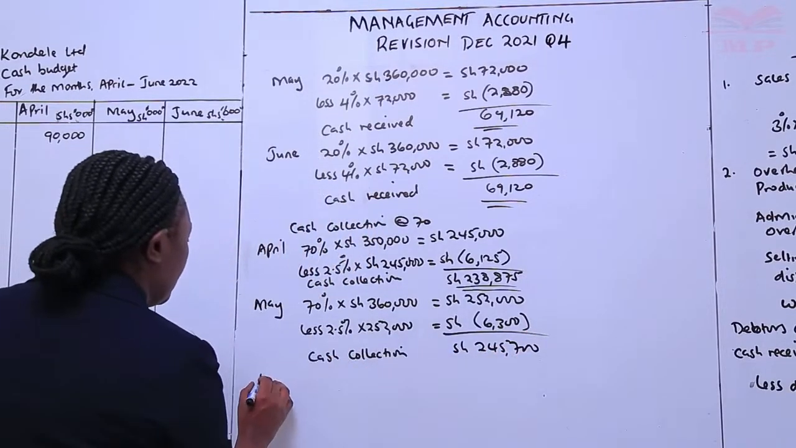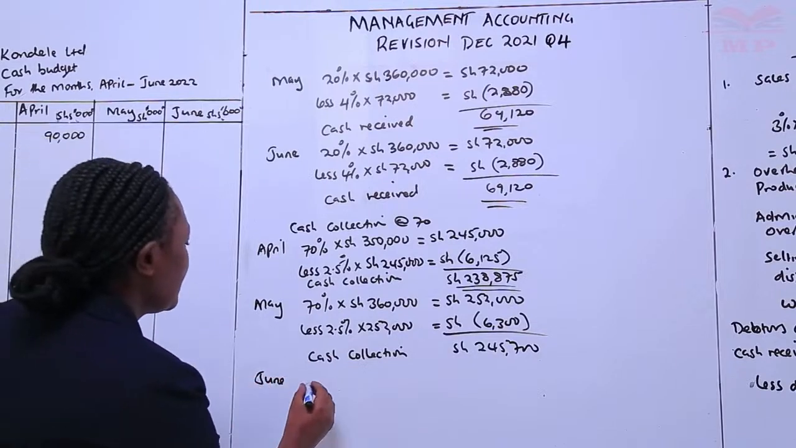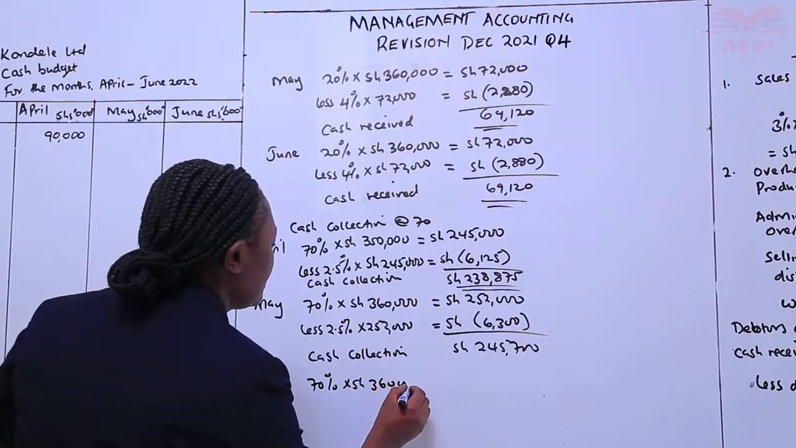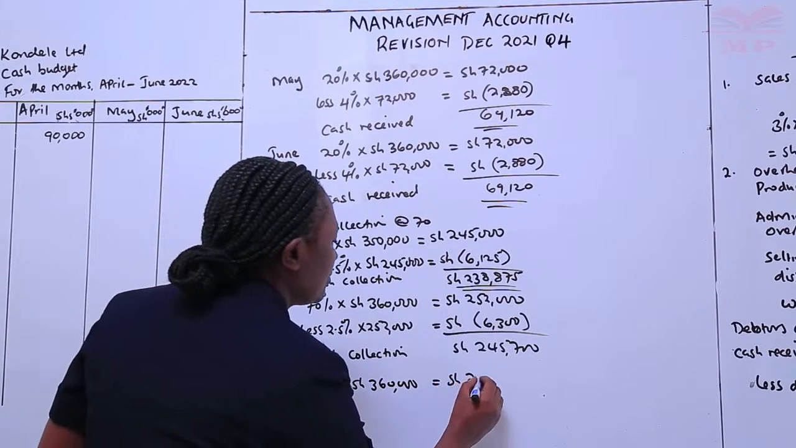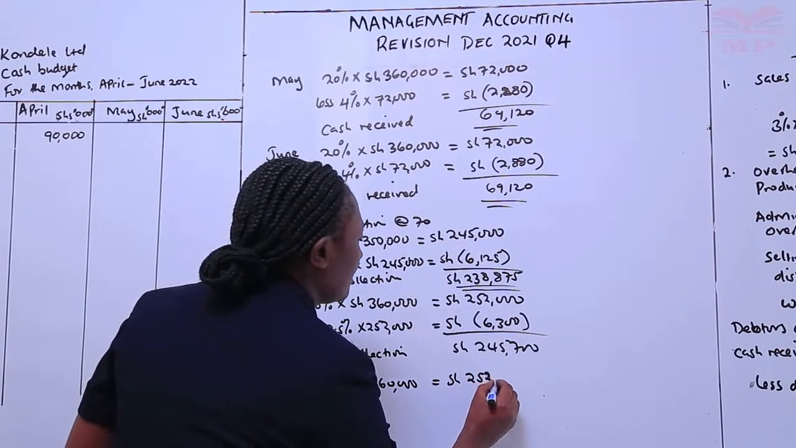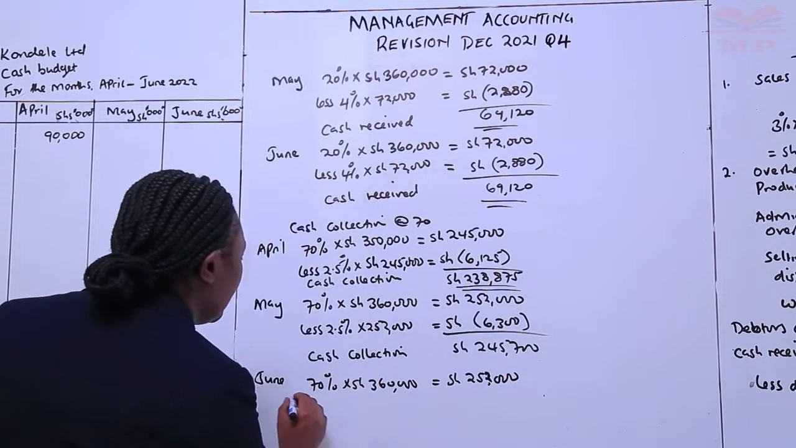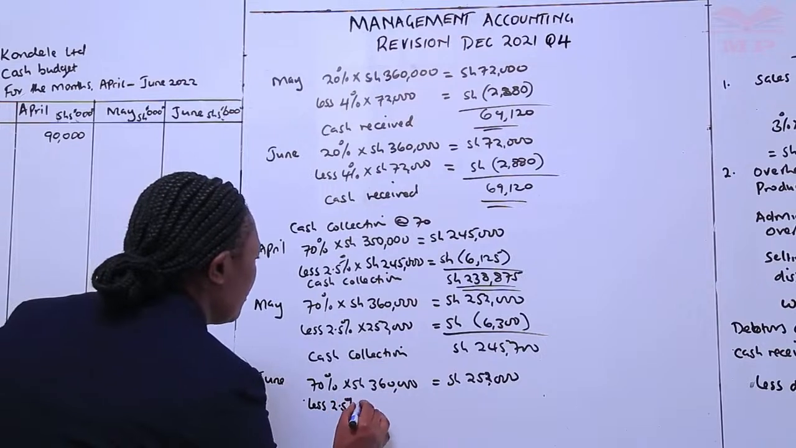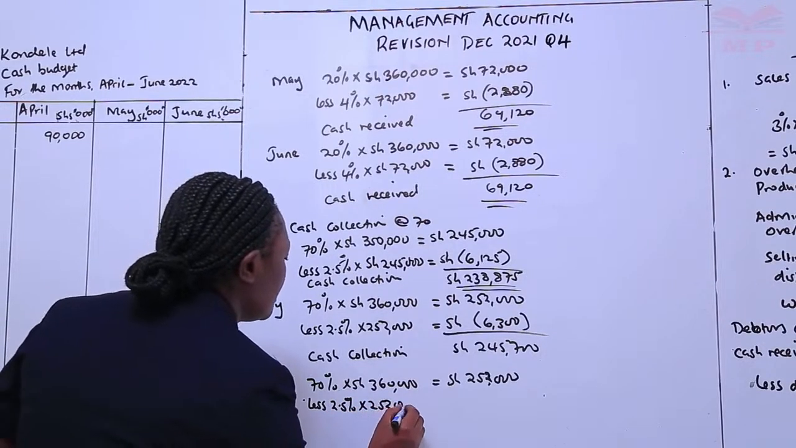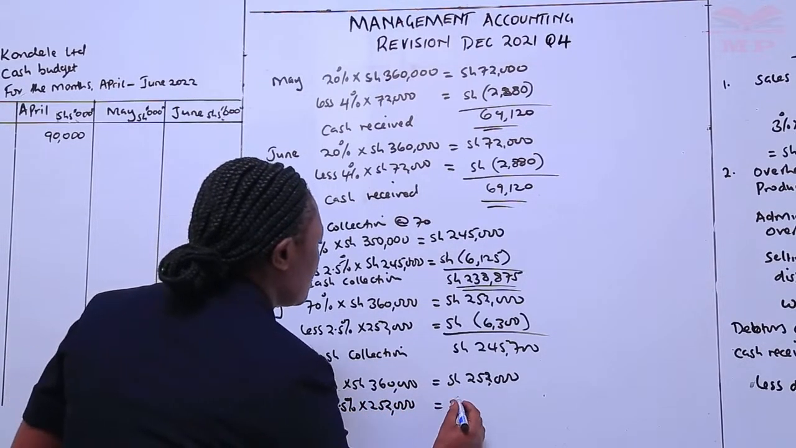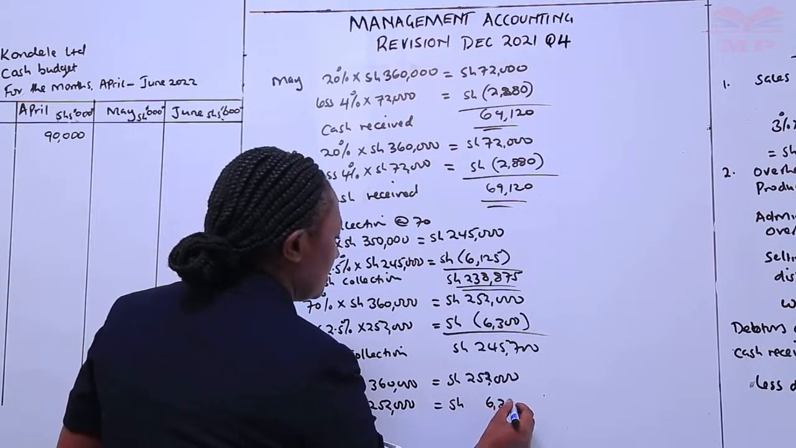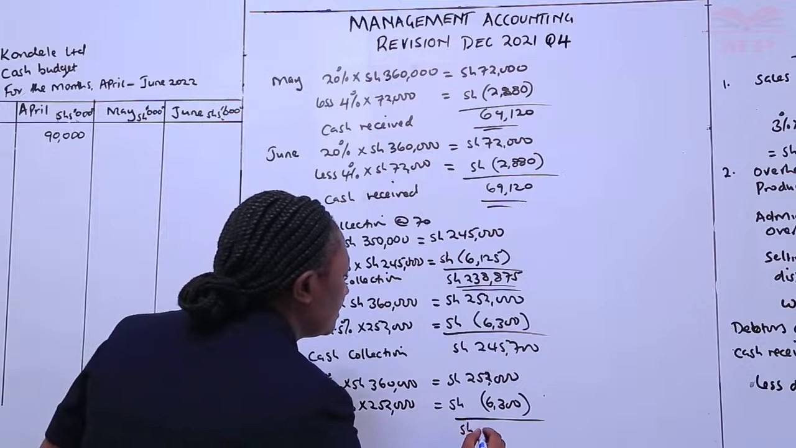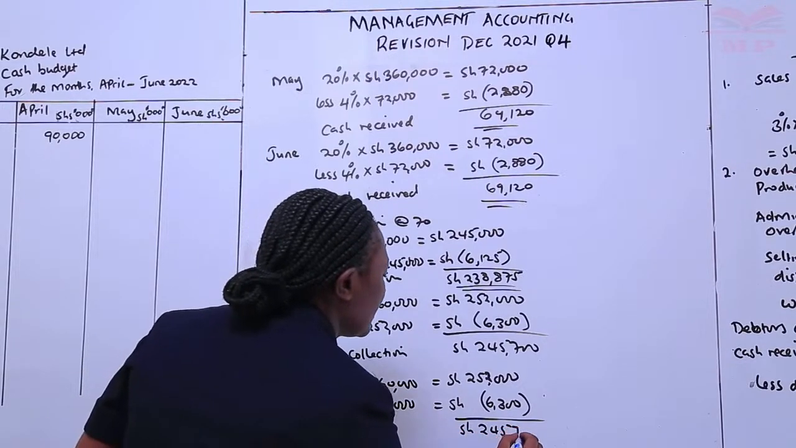The cash collection will be equal to 245,700. And then for June, the June sales equaled the May sales. So we have 360,000, which will give us 252,000. Then we less 2.5% of 252,000, which will give us 6,300. So when we subtract, we'll get 245,700.